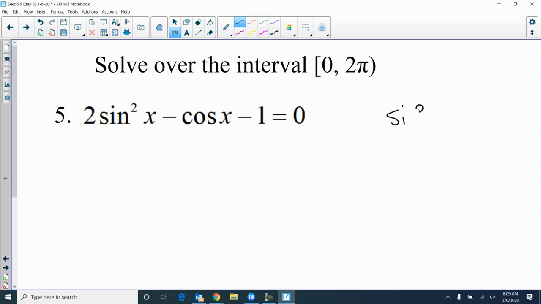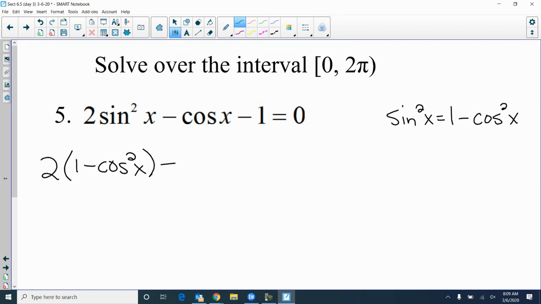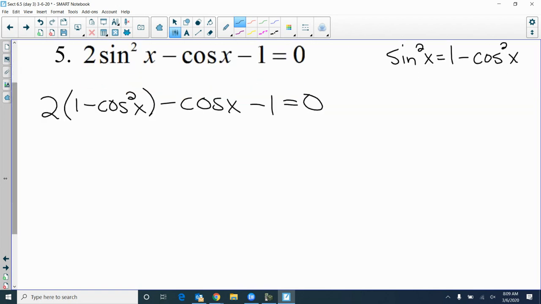So we know sine squared x is the same as 1 minus cosine squared x. So I take the sine squared out. Okay, so we get that. Distribute your 2. We're going to have to do a little bit of work here. And so it gives me 2 minus 2 cosine squared x minus cosine of x minus 1.